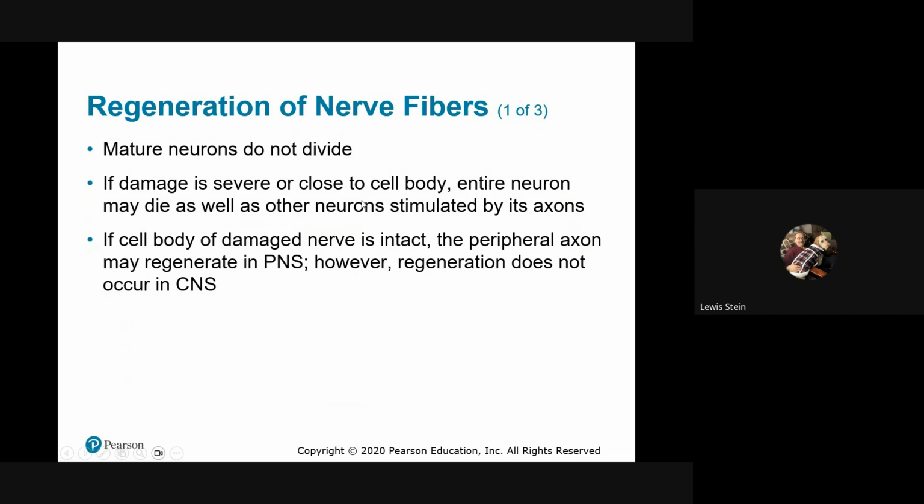Okay, they don't divide. If they're damaged, if it's in the cell body, which is effectively the nucleus, if we think of it in a cellular structure, or close to it, big trouble. It may die, as well as other neurons within its circuit. If the cell body of a damaged nerve is intact, the peripheral axon may regenerate.